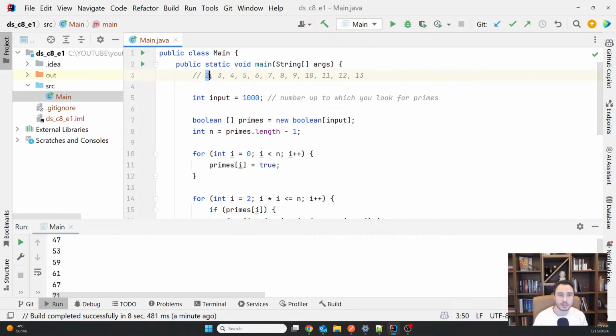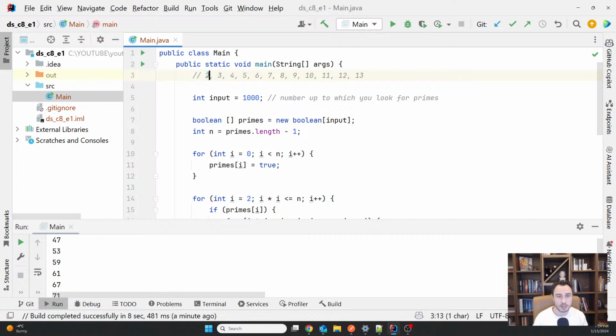So we are starting with 2, and another thing that this algorithm presumes is that 2 is a prime number, and we know that, of course, and we know it's the first prime number. So it's not only that 2 is a prime number, but also that it's the first prime number, because this algorithm doesn't work if you don't start with the first prime number.